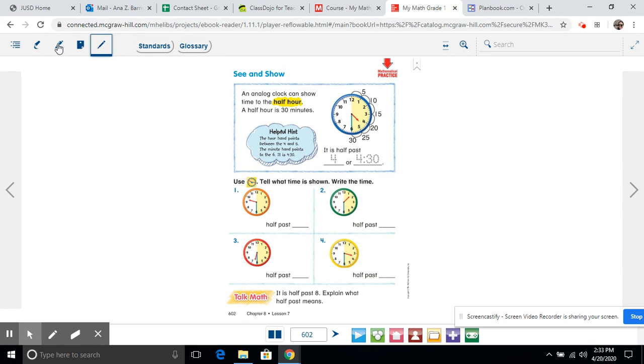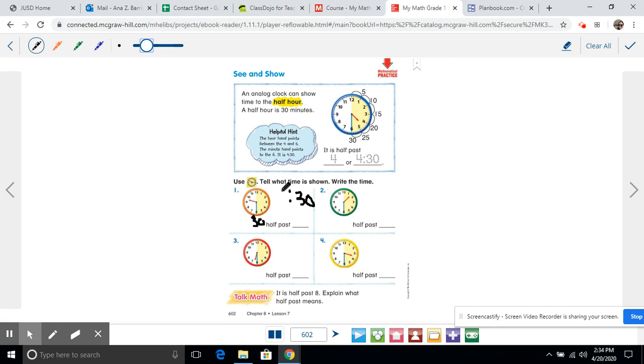And we're going to look at the clocks again. It says, tell what time is shown, write the time. So here, again, 0, 5, 10, 15, 20, 25, 30. Anytime you see the minute hand, the long hand, on the 6, it means 30, okay? And we're going to write our time on the side here. Here, the minutes is 30, so we're going to write 30 for our minutes.